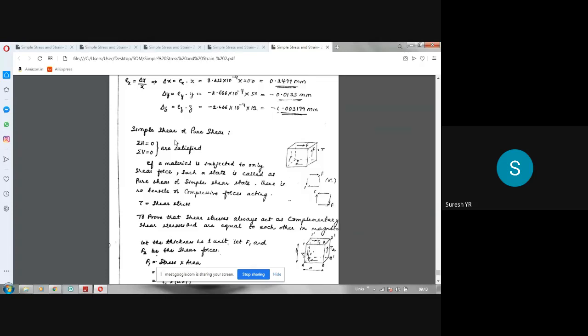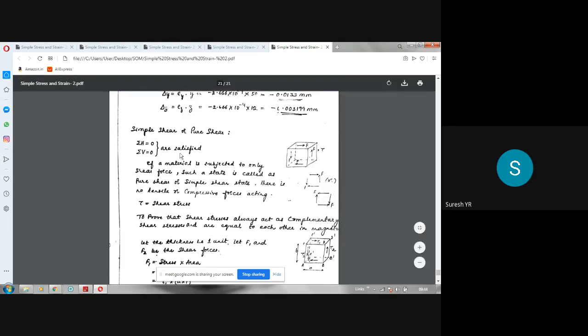Now the state of simple shear or pure shear means when an object is subjected to only shear force or tangential force without any normal forces, then it is called simple shear or pure shear. In that case, these two conditions are satisfied. See, sigma H equals 0, sigma V equals 0: the sums of the horizontal forces, this and this, will nullify, and the vertical ones also will nullify.